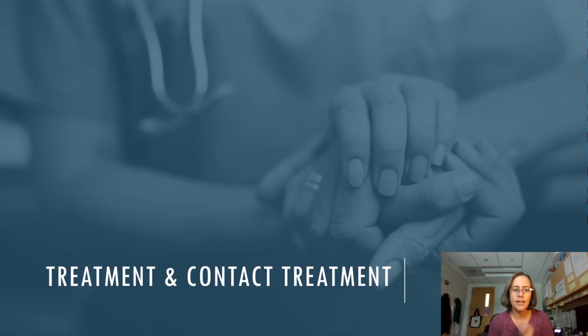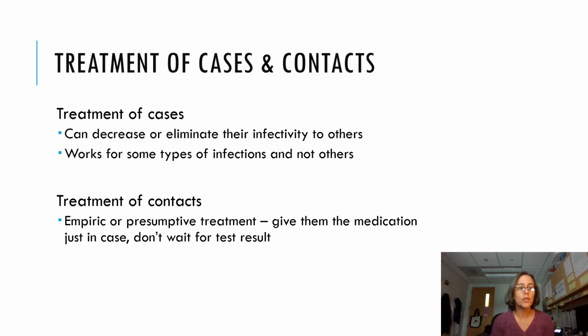Tool number 4 then is treating people, right? So let's treat the infection and get it under control or get it eliminated. And we're going to treat people's contacts as well. So we're going to treat the cases, and that will either decrease or eliminate their ability to infect other people, which in the public health sphere we care about a lot. Now, this will work for some types of infections and not others, right? As you know, there's not a treatment for COVID that makes you all of a sudden not contagious to other people. I wish there were, right?